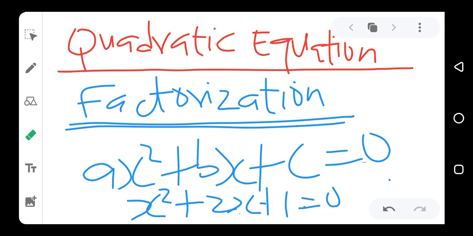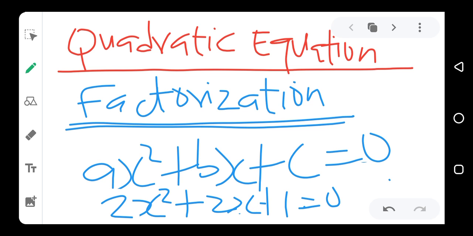Now, what if we have 2? If you have 2 or 3 as the coefficient of x squared in this place, it becomes more complex, and we have another method that we use to solve it using factorization. See how we do it.